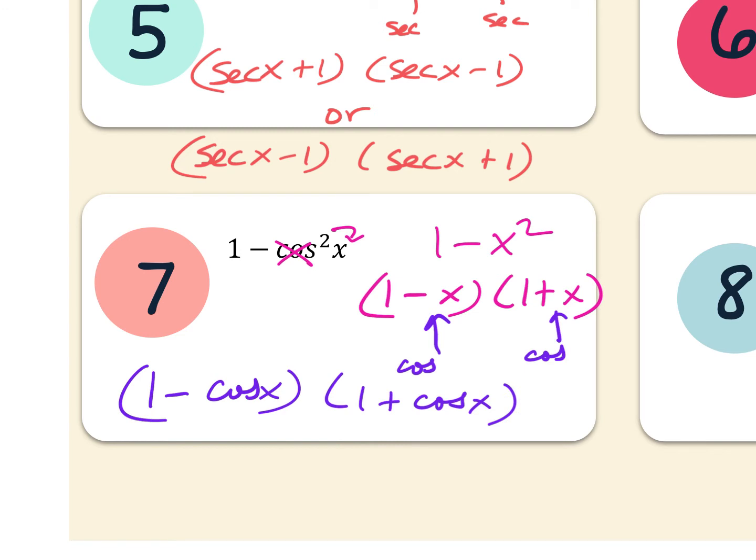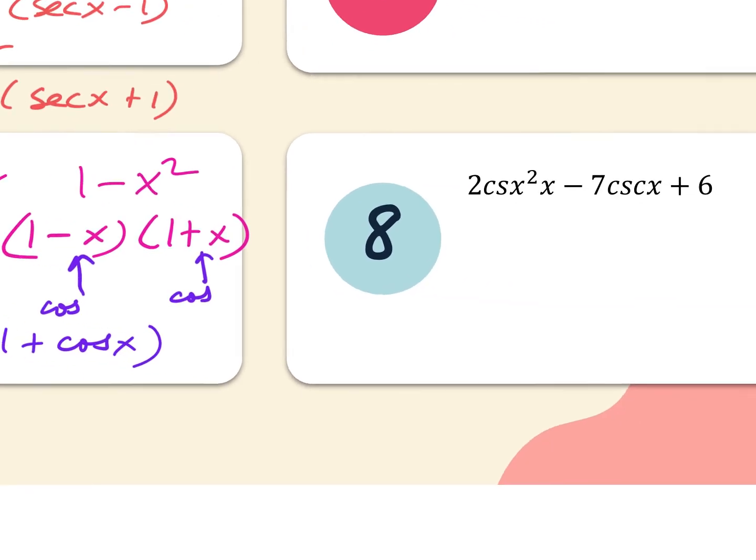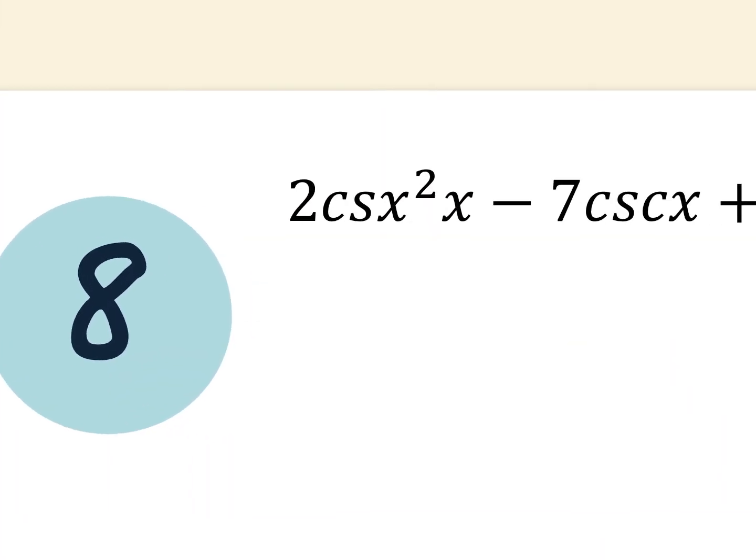The next one again is a trinomial. Now this is a typo. This should be a C here. So it's cosecant squared x.